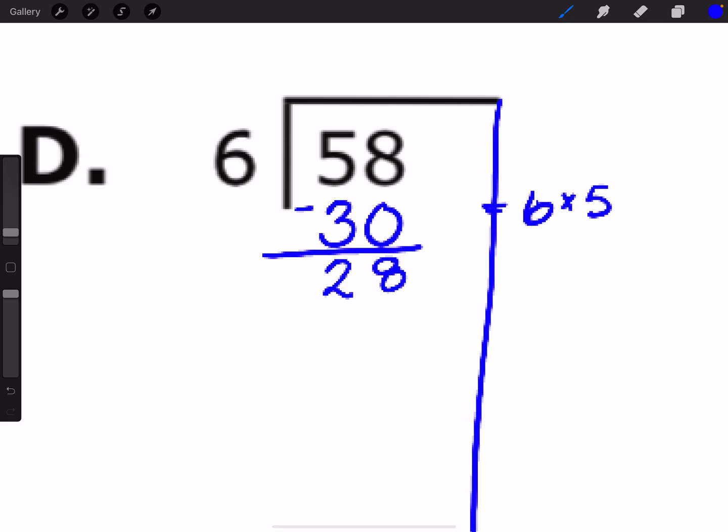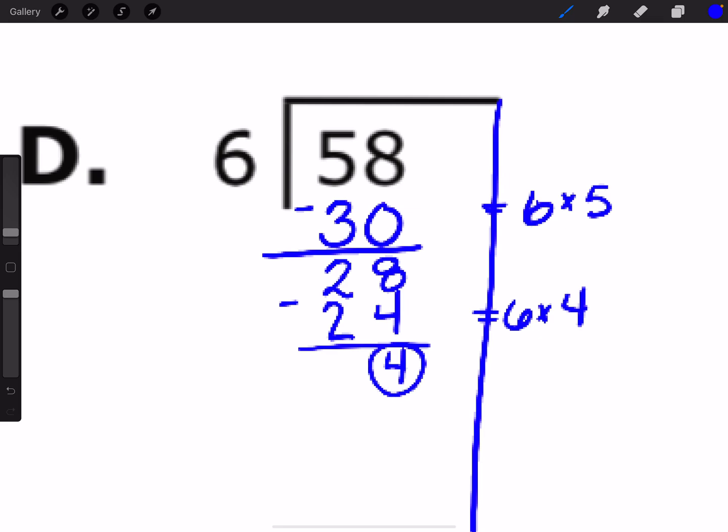Can I take any more 6s out of that? Yes, I can. So I know I can't do a 6 times 5 because that would be 30, and I can't get 30 cookies if there's only 28. So let's do one less. So 6 times 4. And I know if I skip count 6s, that's 6, 12, 18, 24. So I'm going to subtract 24. 8 take away 4 is 4. 2 take away 2 is 0.